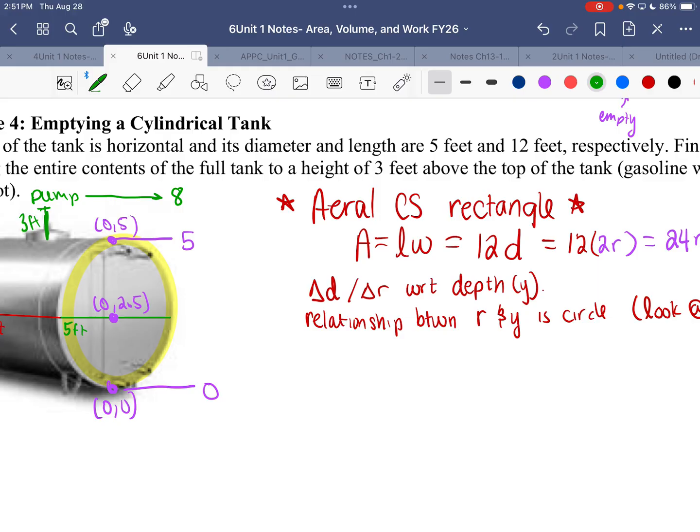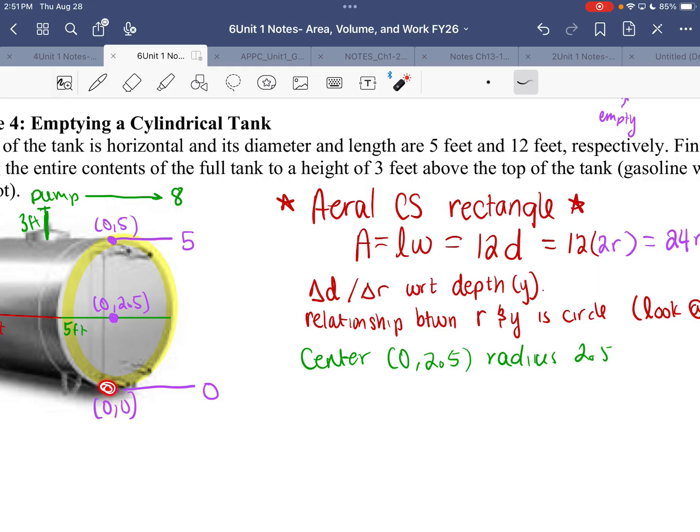Okay, let's write the equation of the circle. We got center at 0, 2.5. Radius, 2.5. And I intentionally am putting my origin at the bottom and not somewhere to the left of it, so that I'm not going to have x minus 2.5. We don't want x to not be at 0. You can put the origin wherever you want, but put it in a place that makes your life easy, would be my suggestion.